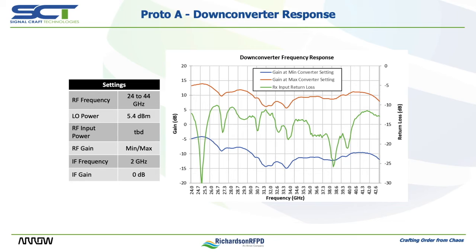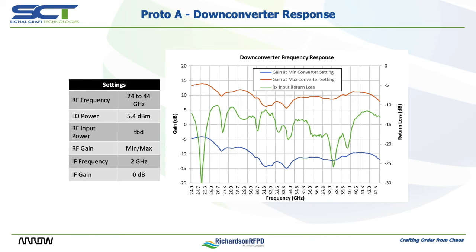On this slide, we can see the frequency response of the down converter. Due to the limited range of our vector network analyzer, the 60 dB of variable gain available in the IF path was set to 0 dB. For this test, the IF frequency is fixed to 2 GHz and the RF is swept from 24 to 44 GHz. The VNA generates a swept LO signal, which is fed into the external LO port of the down converter.